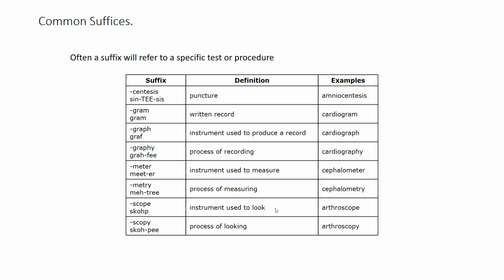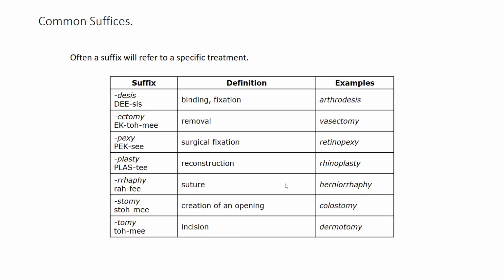A scope is something used to look. So arthroscope is a device used to look at joints, inside the joint. The process is then you use the suffix scopy. So arthroscopy. Watch where you put the emphasis. Arthroscopy. Cephalometry. Desis means to bind or to fix. So an arthrodesis is binding of a joint to hold it in place while it heals.